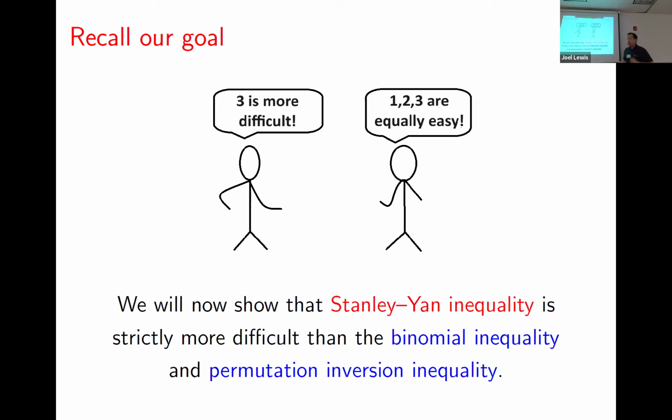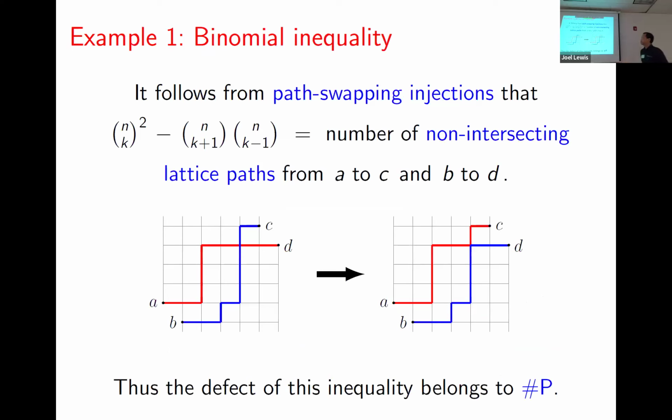Well, today, let us use NP to show that even in those situations, even if we accept those as combinatorial proofs, we will still be able to differentiate Stanley's inequality from the other two inequalities, the binomial inequality and the permutation inversion inequality. Okay, how do we do that? Well, it goes like this. First, let us look at the binomial inequality. Okay.